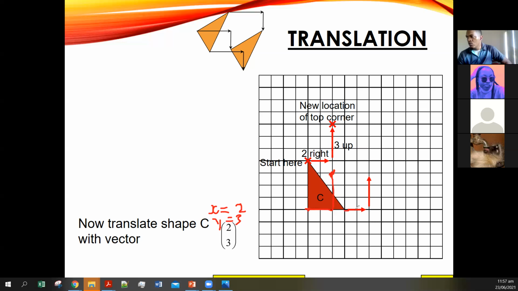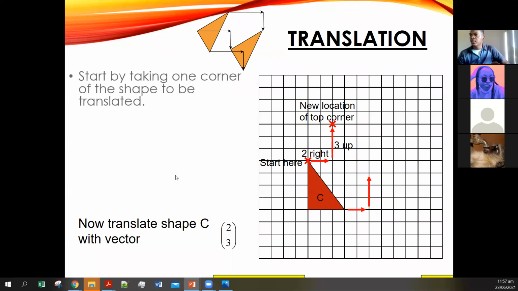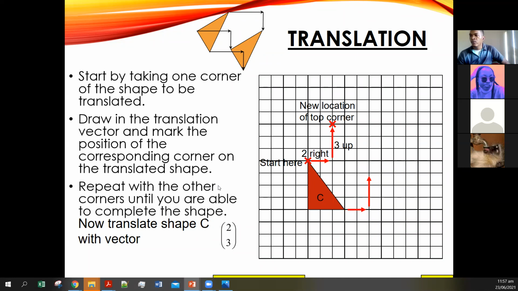For this point, same rule. 1, 2, 3 up, 1, 2, 3. That will be the point that we have there. And then finally, when you have all your points, you just join the points together. Please mind my ugly handwriting. And then that will be the translated shape by the given vector. That's just an example that we're showing you here. It basically explains everything we did, and the shape is exactly where we left it.